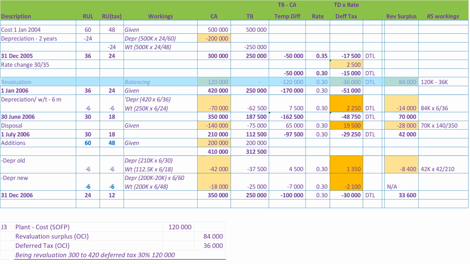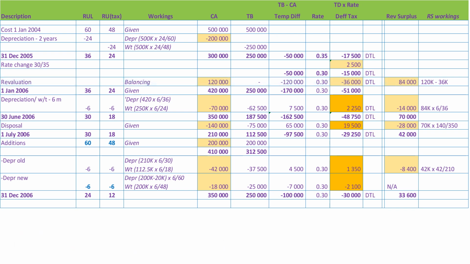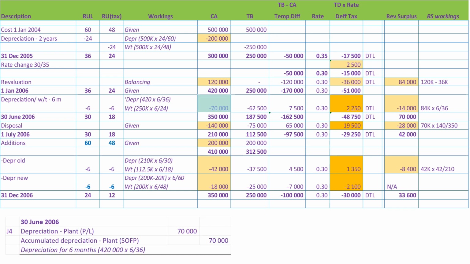Bear in mind, since your revaluation surplus is in OCI, the tax effect will follow wherever your movement goes. So if your movement goes to profit or loss, your deferred tax would hit profit or loss. If your movement goes to OCI, your deferred tax would hit OCI. The next entry is to account for your depreciation. So this is a simple one. Debit depreciation, profit or loss, 70,000, credit accumulated depreciation, plant, of 70,000.